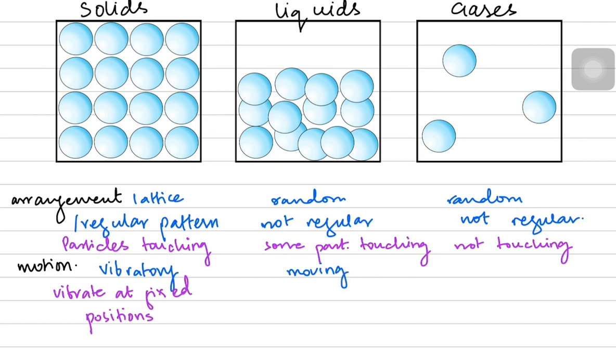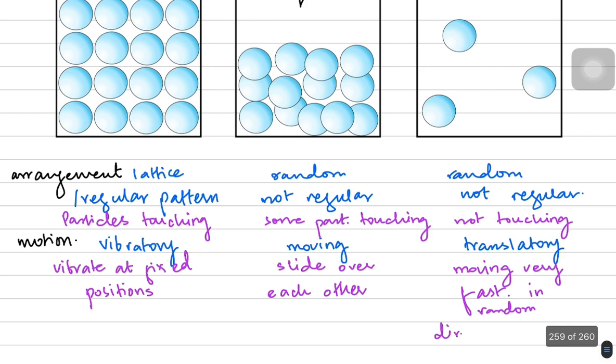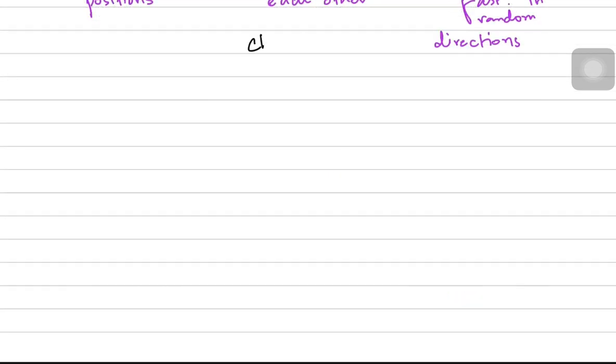In liquids, we say they move, and they're moving in a way that they are sliding over each other. So particles are in layers and clusters, and these particles slide over each other. And then when we talk about gases, there's the word translatory motion, which means they are moving very fast in straight lines in random directions. So they are moving in random directions for gases.